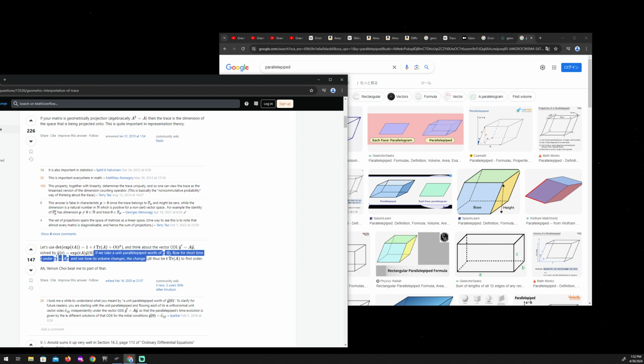If we take a unit parallelepiped worth of y0 flow for a short time t under this and see how its volume changes, the change will thus be t times trace A to first order. Took me a while to understand what you meant by a unit parallelepiped worth of y0. To clarify for future readers, you are starting with the unit parallelepiped and flowing each of its n orthonormal unit vector sides independently under the vector ODE. Okay. So the parallelepiped's time evolution is given by the n different solutions of that ODE.